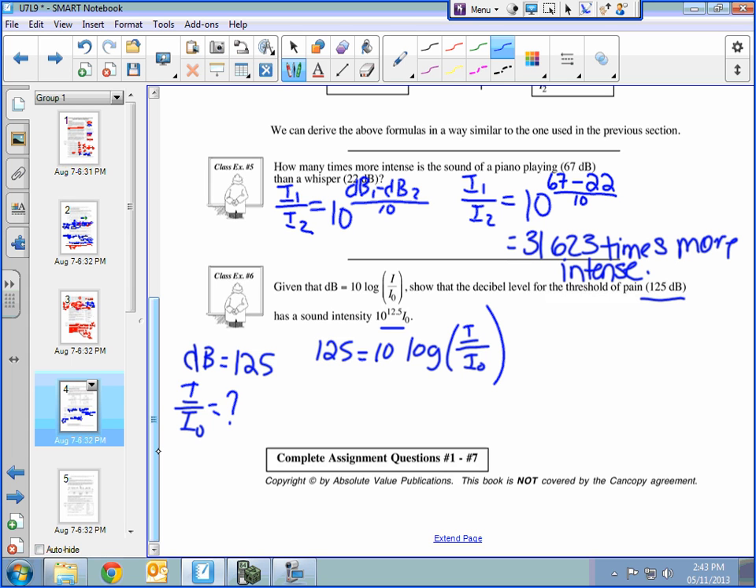So what is my first step to solving for I over I naught? Get the log on the other side. No. Do you remember doing this yesterday? Get rid of the 10. Divide by 10. Okay, so I have 12.5 equals log of I over I naught. How do I solve for my intensity now?